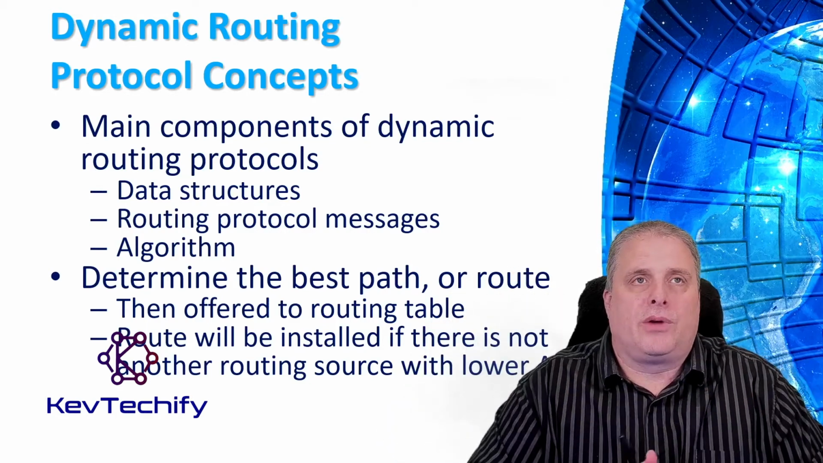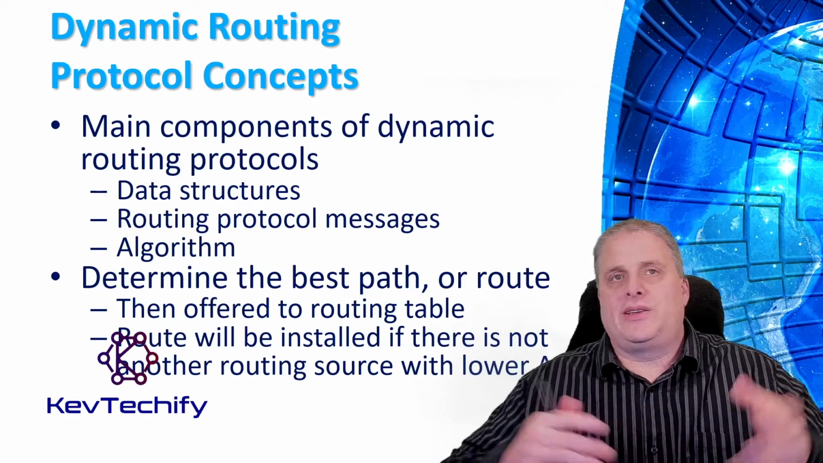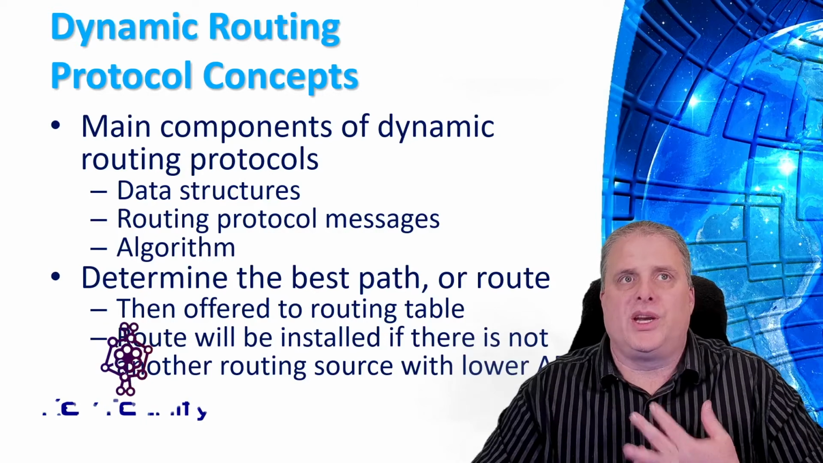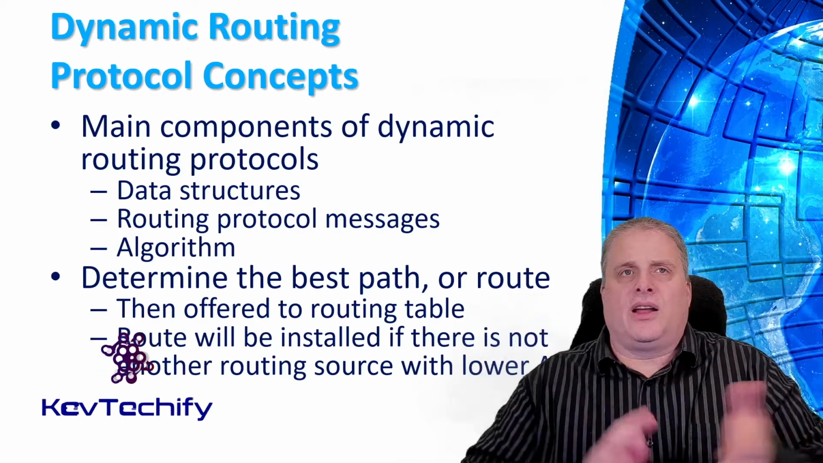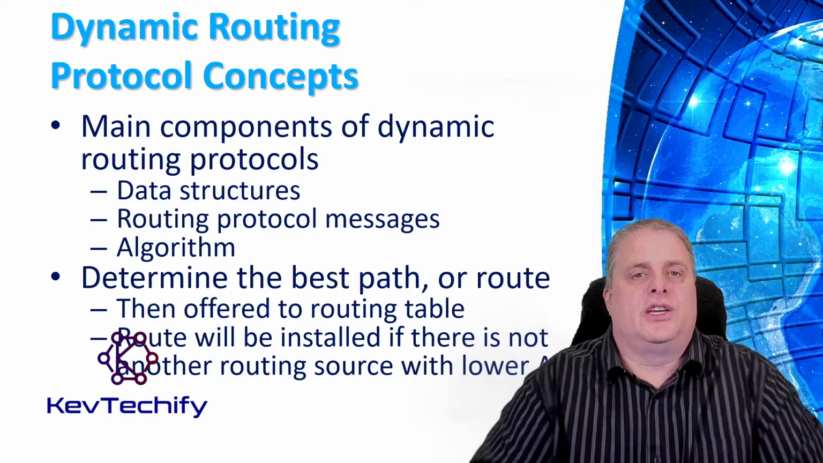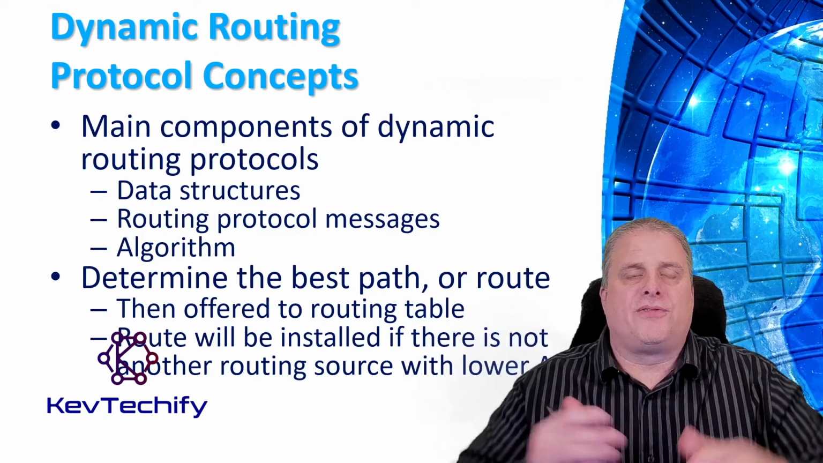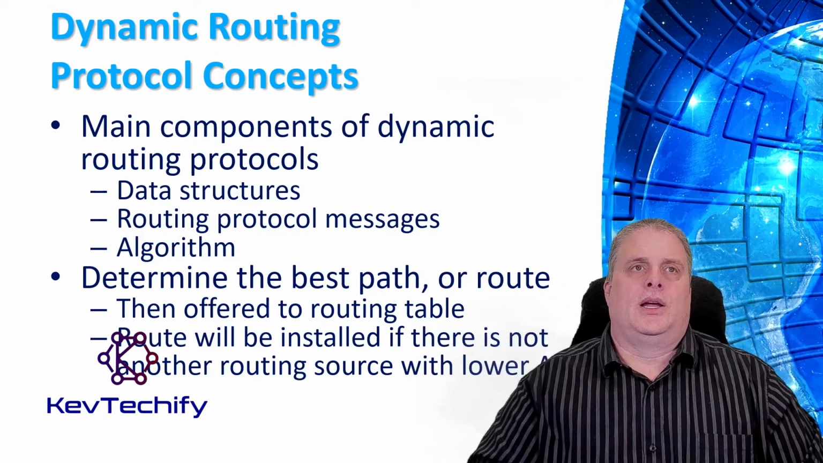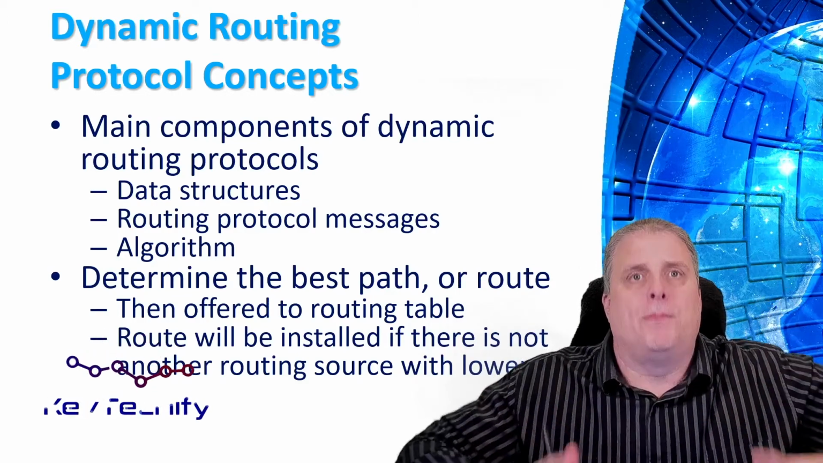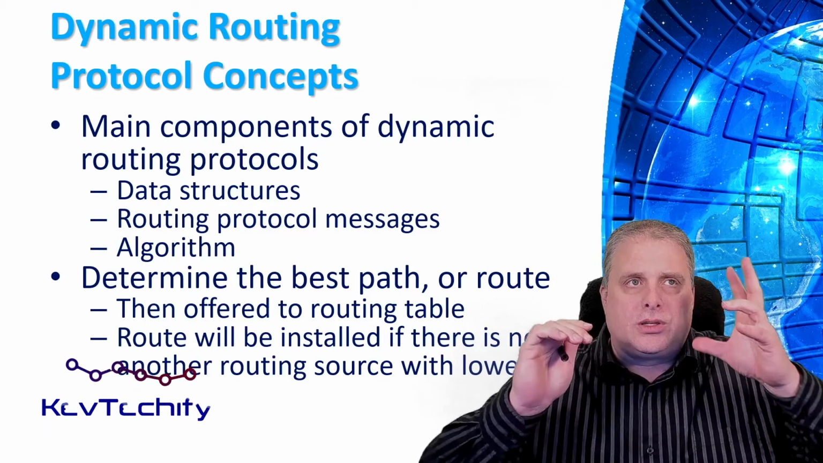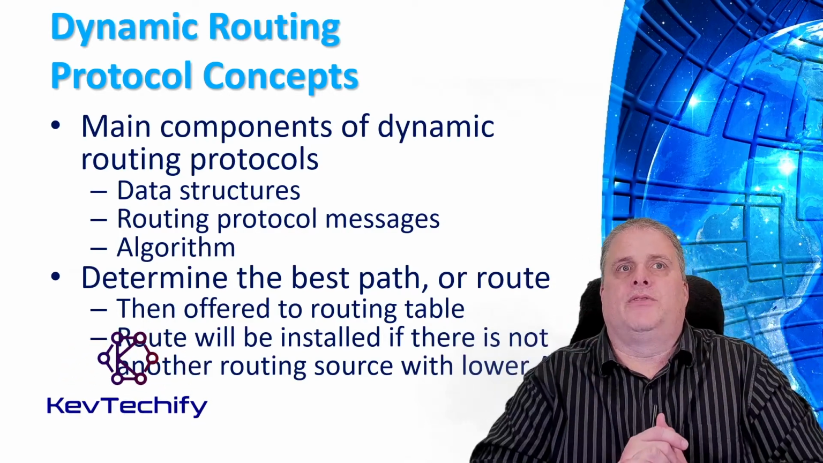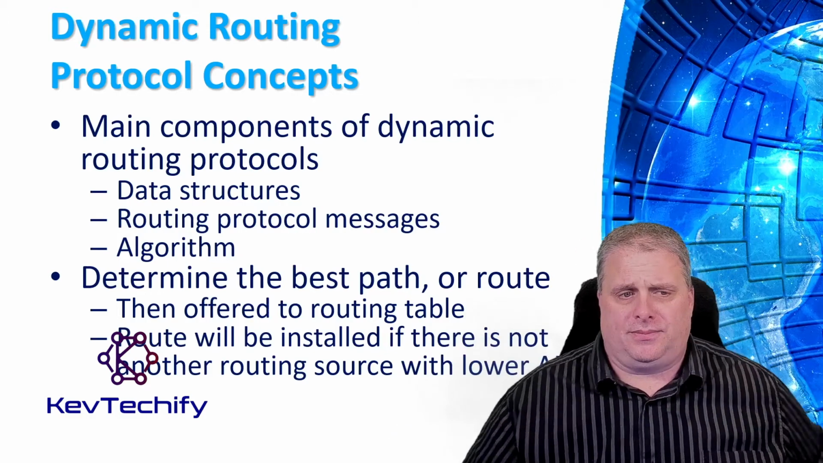Then we have the routing protocol messages. Various types of messages to discover neighboring routers, exchange routing information, and different other tasks to learn and maintain accurate information about the conditions of our network and how to get there. And then finally, there's the algorithm. The algorithm is a list of steps that help determine the best path. Routing protocols use the algorithms for facilitating the routing information and best path.